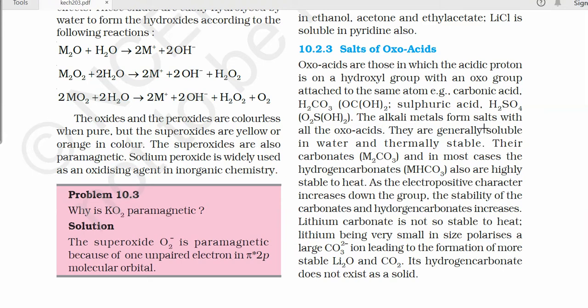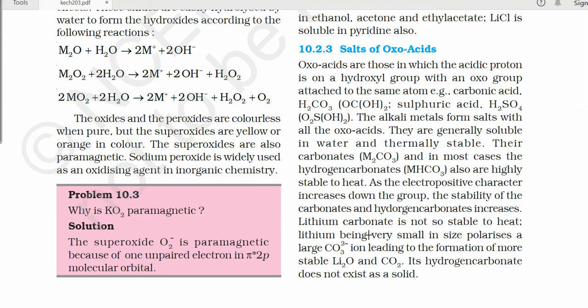The alkali metals form salts with all the oxo acids. The salts formed are generally soluble in water and thermally stable. They are carbonates, that is M2CO3, and in most cases the hydrogen carbonates or bicarbonates, that is MHCO3, are also highly stable to heat. As the electropositive character increases down the group, lithium carbonate is not so stable to heat.